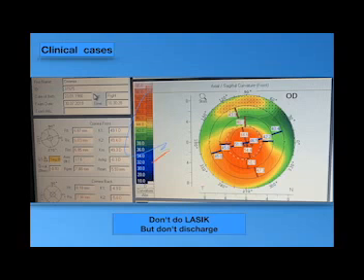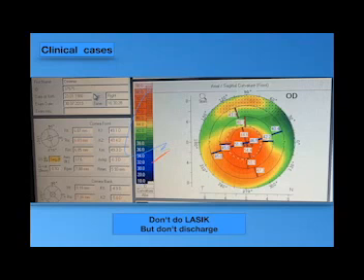The best corrected is 6/60 with -8 and -9 cylinder. Yes. By the autorefractometer, not by the topography at all. Will you think of a corneal ring in such a patient, or to do cross-linking?